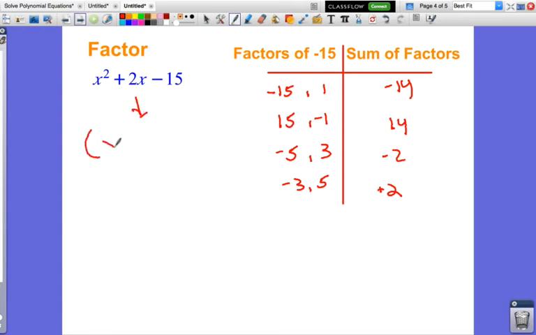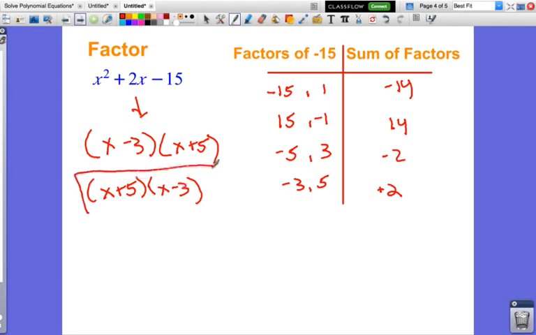So now I have x, a negative 3 here, and then x, and a positive 5. Again, it does not matter the order. So I could have also had x plus 5, x minus 3. This would have worked as well. And if I go back and do FOIL and check it, it would double check to make sure that I had the correct answer, and it will equal this.